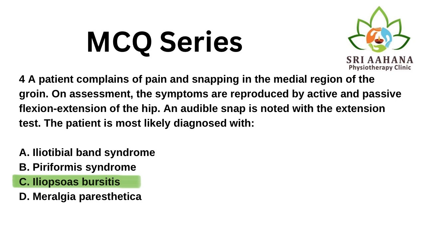The correct answer is C. The patient is most likely diagnosed with iliopsoas bursitis. Iliotibial band syndrome is characterized by pain in the lateral hip, thigh or knee and a positive Ober's test. Piriformis syndrome is characterized by pain on active external rotation and passive internal rotation of the hip. Meralgia paresthetica is manifested by abnormal distribution of the lateral cutaneous nerve on sensory assessment.